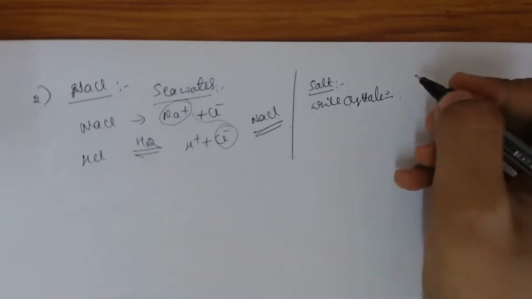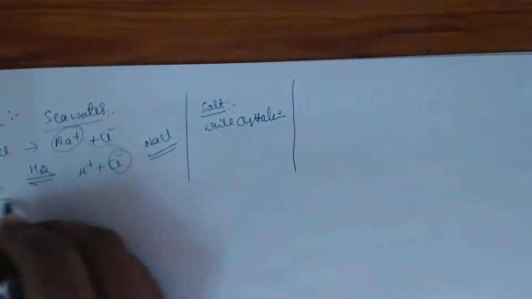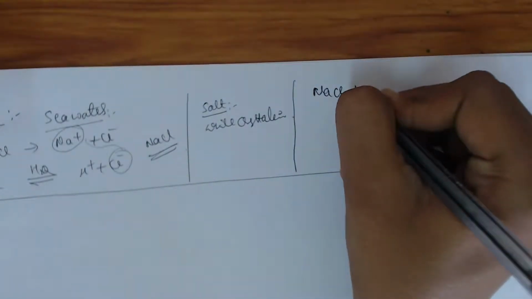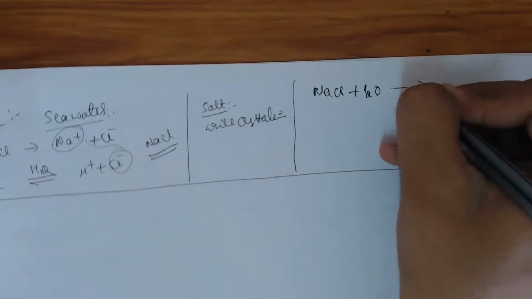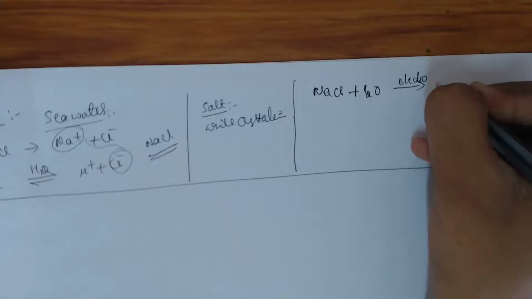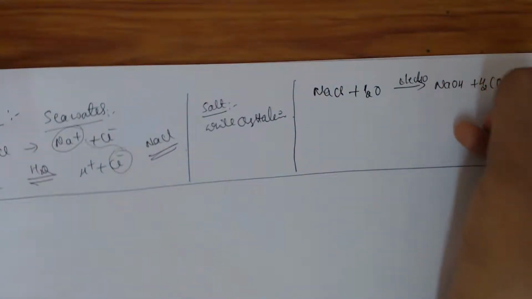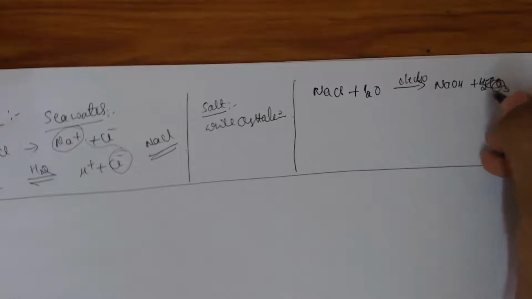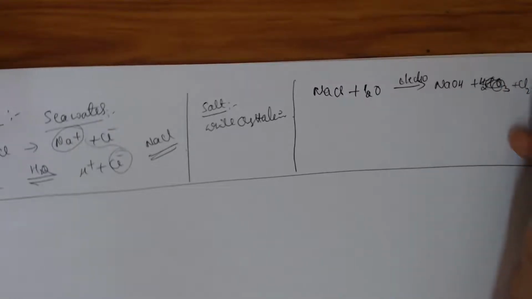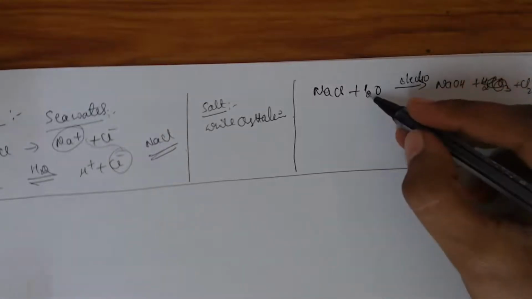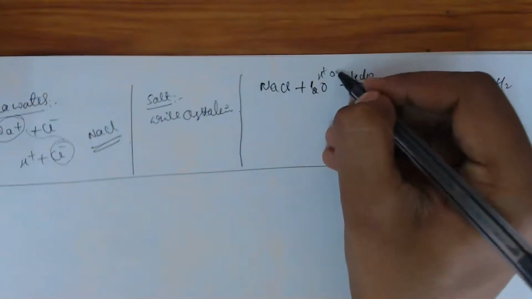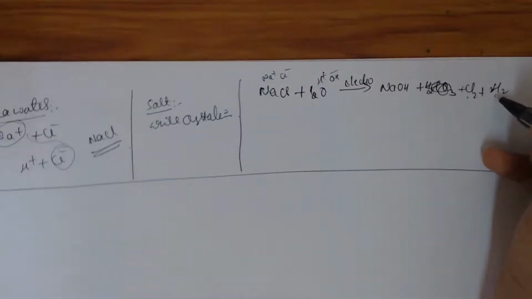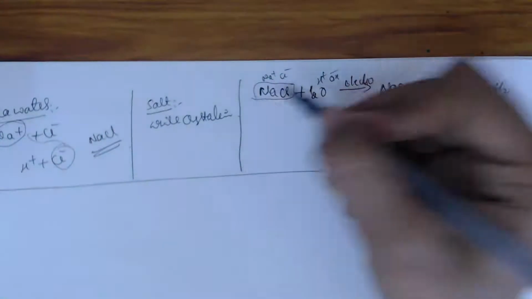Okay, next, if we come to chemical property, NaCl is treated with H2O and electrolysis takes place. Then what happens? It forms NaOH plus Cl2 plus H2, because in electrolysis, H plus and OH minus ions are there in H2O, and Na plus and Cl minus ions are there in NaCl, so they form NaOH, Cl2 and H2. This is one type of preparation used to prepare NaOH, students.